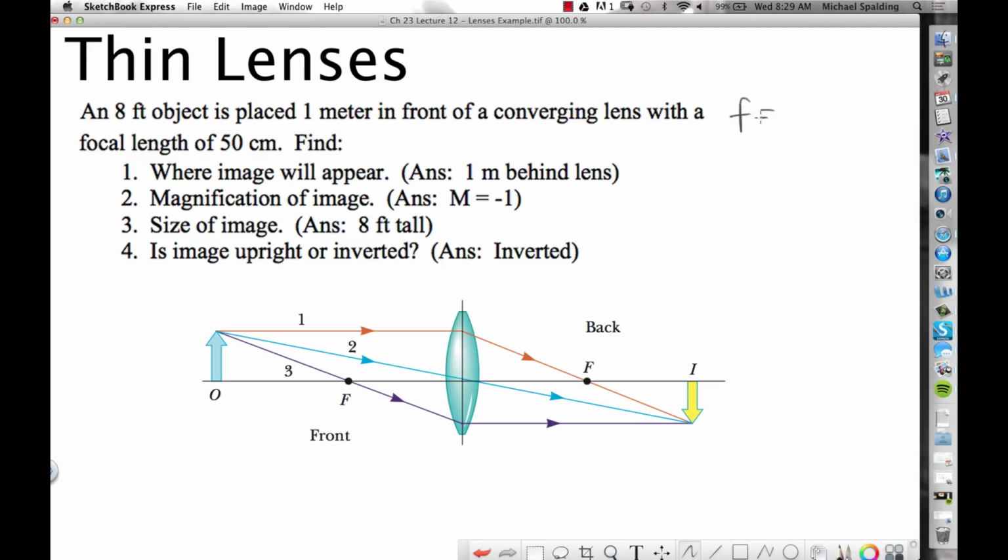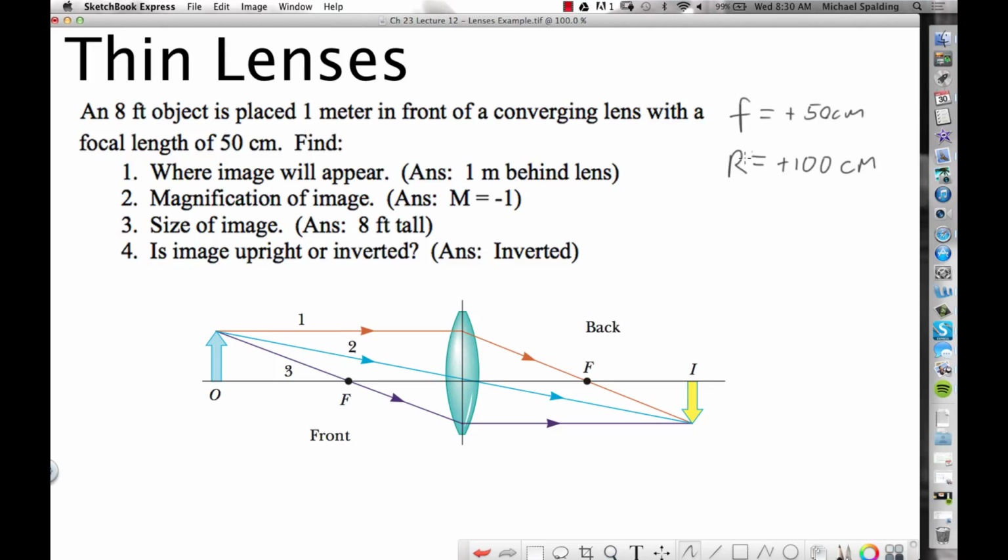Focal length, positive 50 centimeters. Now, just for funsies, you don't need this, but if they asked you on the test what the radius of curvature is, it'd be the same exact thing as for mirrors. The radius of curvature is always double the focal length, just like for mirrors.